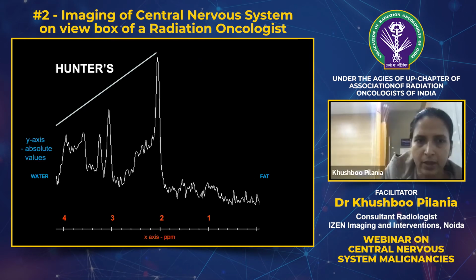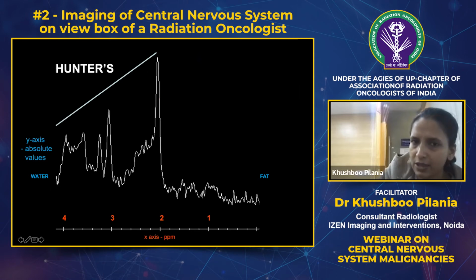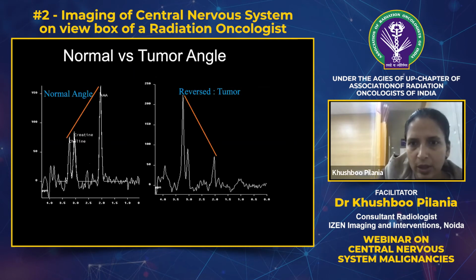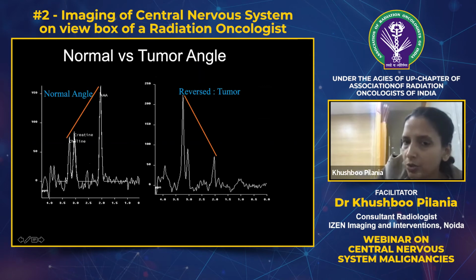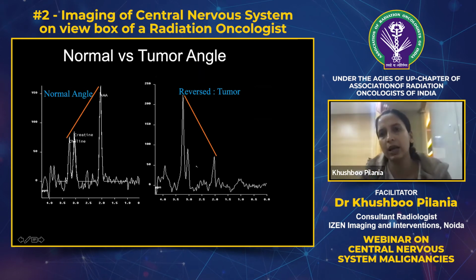All right, okay. So this is what we call the Hunter's angle. When we move from choline to creatine to NAA and we see such a slope, we know we are not dealing with something aggressive and we are a bit settled. Now, when we look at a tumor, this is how it generally shows. We usually see a tall choline peak. So the choline, which was the smallest, becomes the tallest, and then the NAA drops down. So the angle is reversed whenever we are dealing with a tumor. Whenever you see such a reversal in angle, we need to be alarmed.